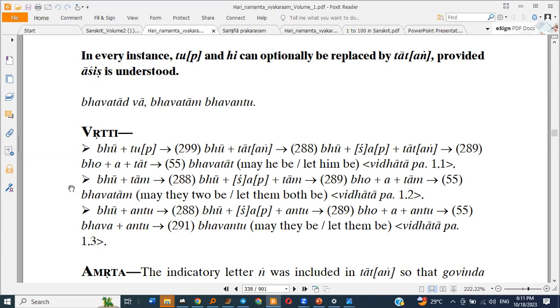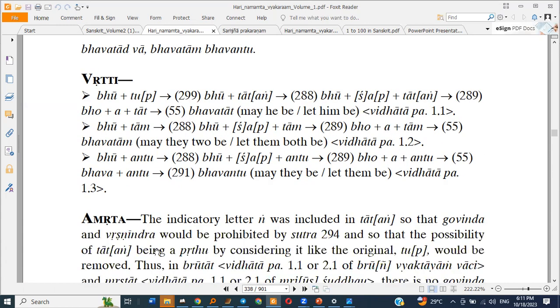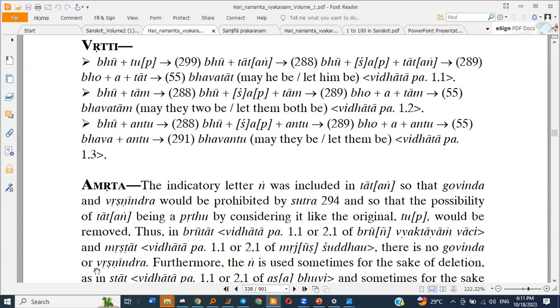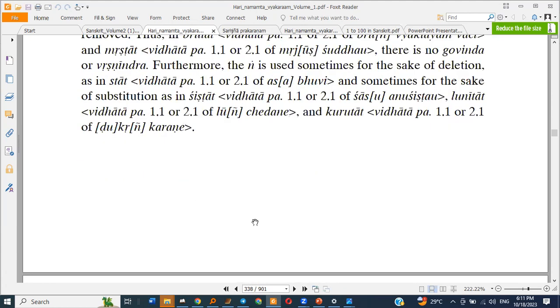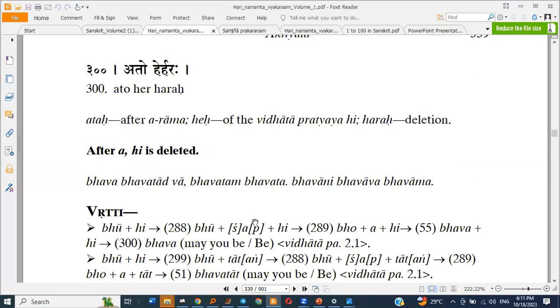Then Tuptam, same, Bhavatam. Then Bhu, Antu, Bhavantu, same pattern. Here Bhava and Antu is there, so this A will be deleted by Aramahara E Ayura Vishnu Padante. So we get Bhavantu. Then Ato Her Haraha.